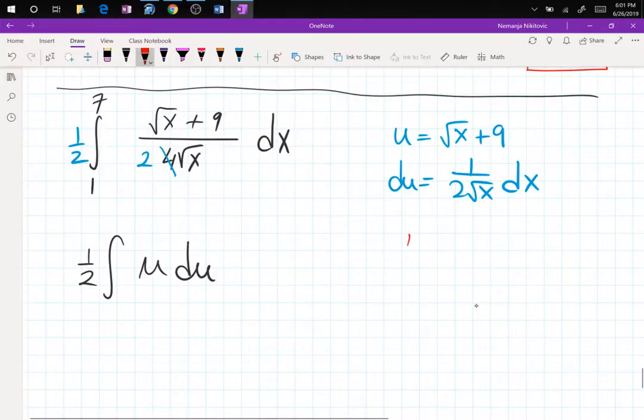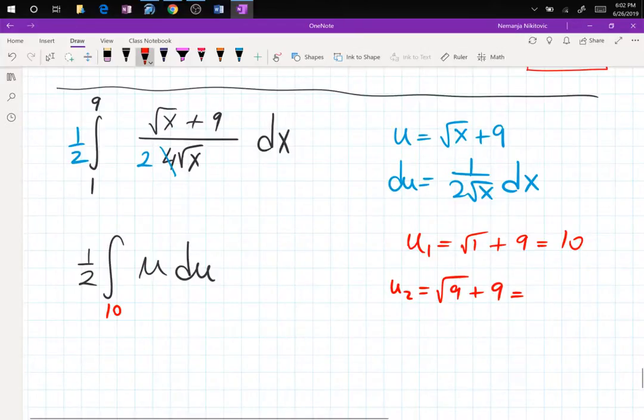And now I have to change my limits. So u. Oh, who picked 1 and 7? We're going to go from 1 to 9. It's very easy to change a 7 into a 9. So change your 7s into 9s. Those are terrible limits. So for the lower limit, we plug in 1, so we have the square root of 1 plus 9, which is 10. So the lower limit is 10. And the upper limit is the square root of 9 plus 9, which is 12. Much better.